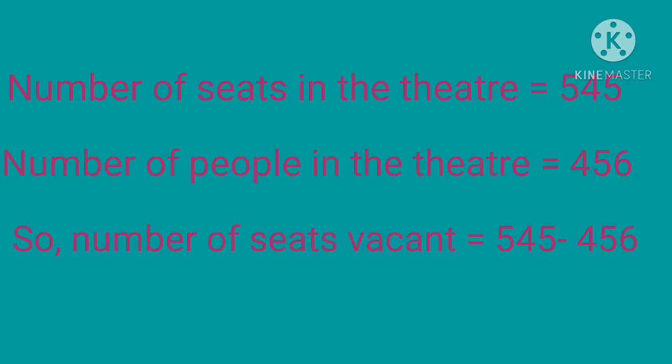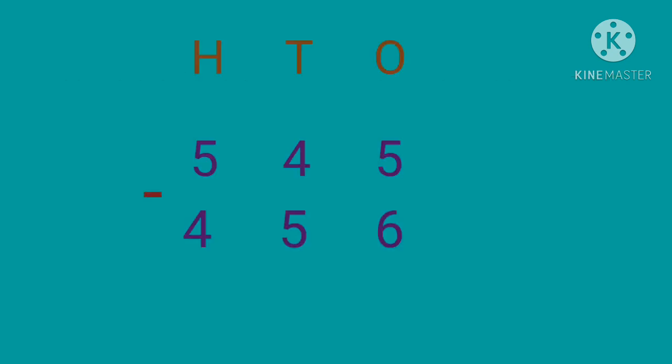Now, let us do the subtraction. 545 minus 456. We shall start from the ones place. We can see that 5 is smaller than 6 and so we have to regroup the digit 4 in the tens place. Now, when you take away 1 ten, there are 3 tens left and in the ones place we have 10 plus 5, 15 ones. So now you can subtract 15 minus 6 ones, which is equal to 9 ones, isn't it?